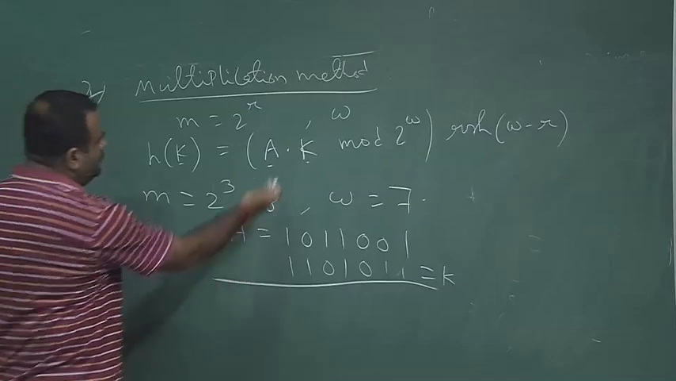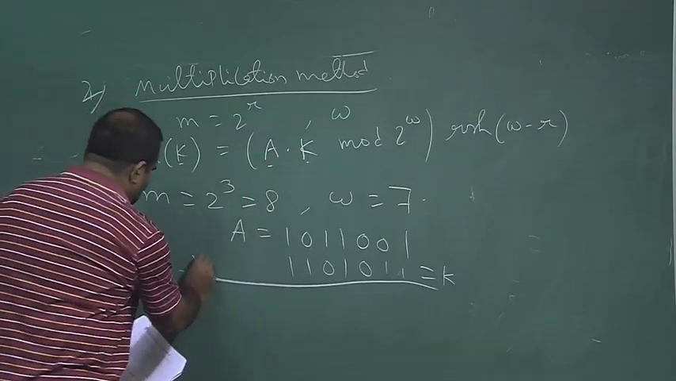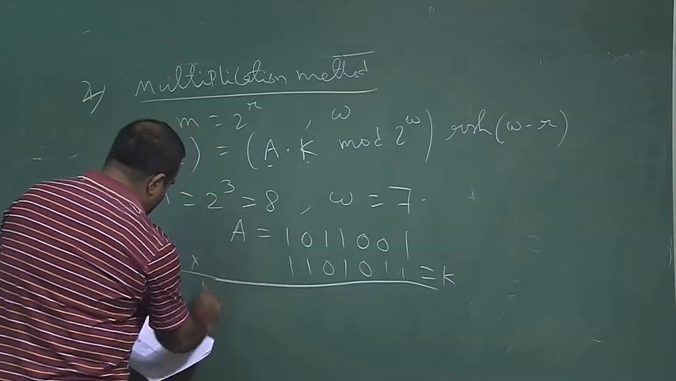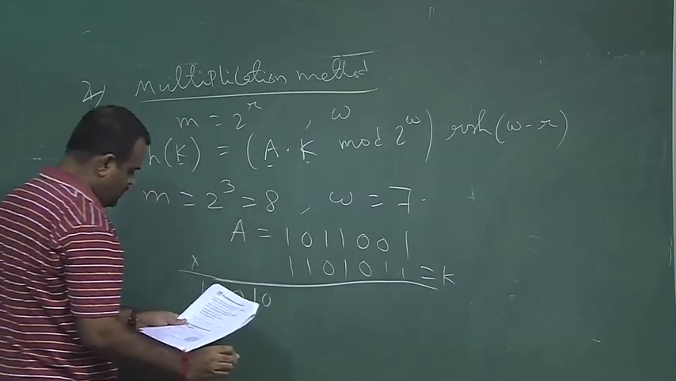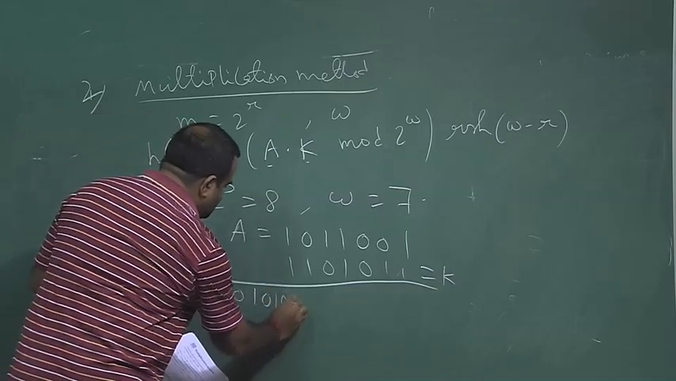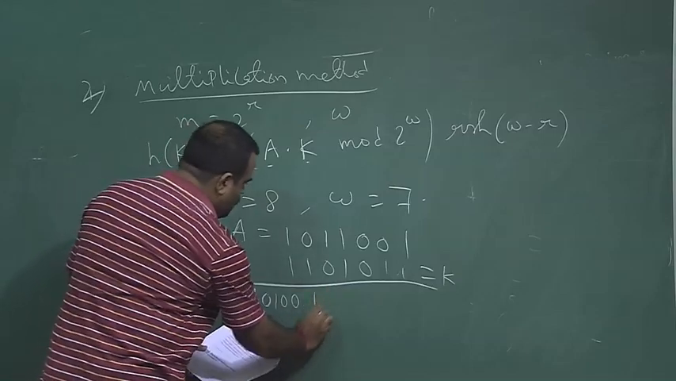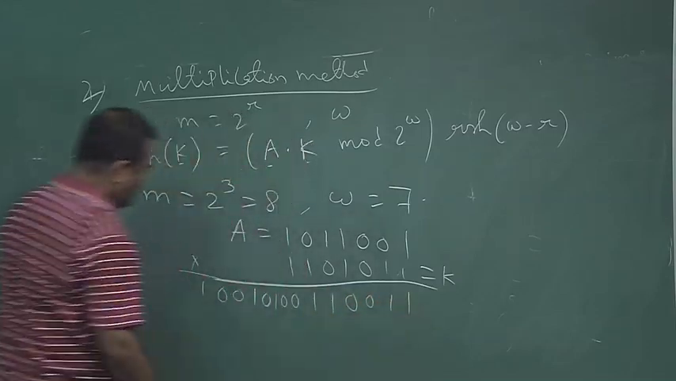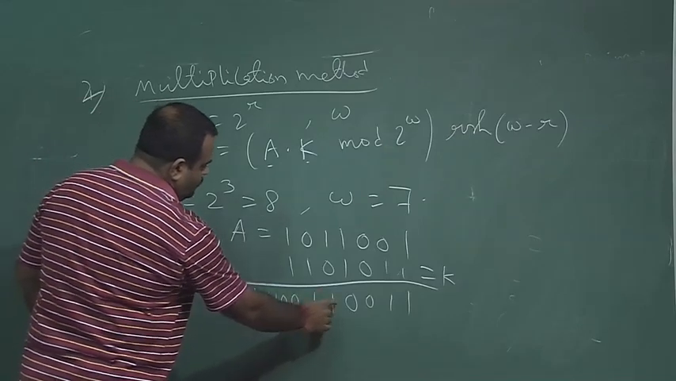So, we have to multiply these. This is the binary multiplication, and if we use the calculator, we will get a result like this, 1 0 0 1 0 1 0 0. We have to check the bits, 1 through 7 and 1 through 7.